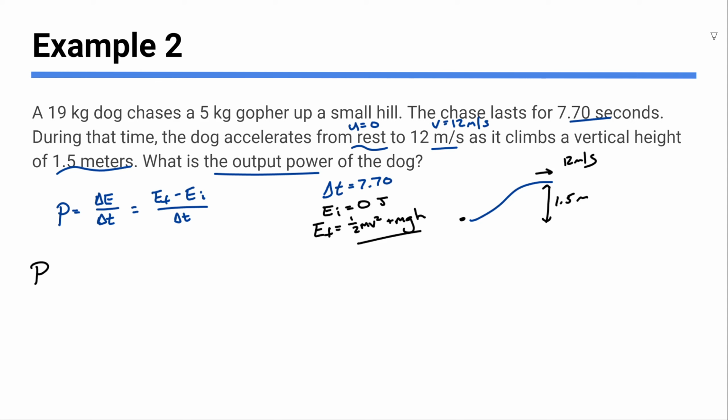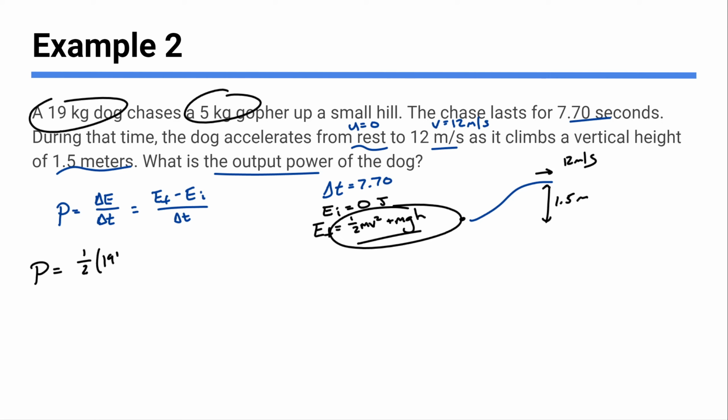So if I want the power, I just find how much energy the dog gained and divide it by the time it took to gain that energy. Okay, so we just plug in some numbers now. They're trying to trick me, or check if I at least understand these equations, because they give me two masses. I think I only need one. So which mass am I going to use? Think about it. I'm thinking I should use the mass of the dog because I want the output power of the dog. This must be the kinetic energy of the dog, the potential energy of the dog. So I need the mass of 19 kilograms here.